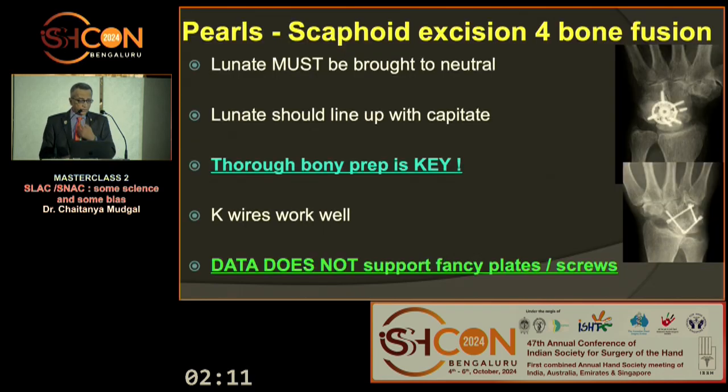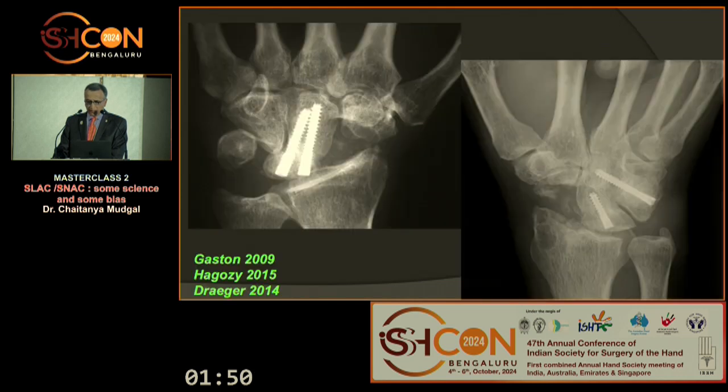Now, we talked about this, but bony prep is the key. As one of my teachers reminded me, and so does my wife, unless you finish the sanding, you can't put the paint on. So unless you do the bony prep, you can't put your hardware in. And the data clearly does not show any superiority of fancy plates and screws to the simple old humble K-wire.